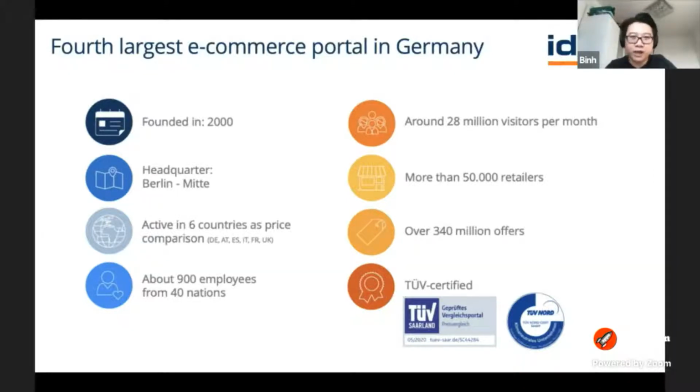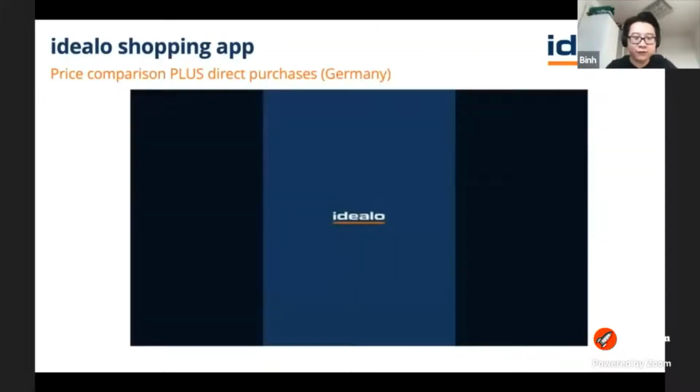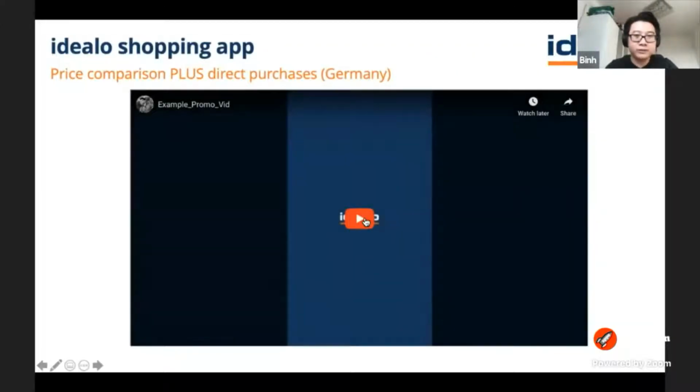So every month we welcome approximately 28 million visitors who interact with more than 50,000 retailers or partner shops of idealo, who would then offer them over 340 million offers, as in items or products, to compare prices and products and pick the best offers to save money. As a company, idealo is certified twice by TÜV, once as a trusted price comparison platform, and another time as a climate neutral company.